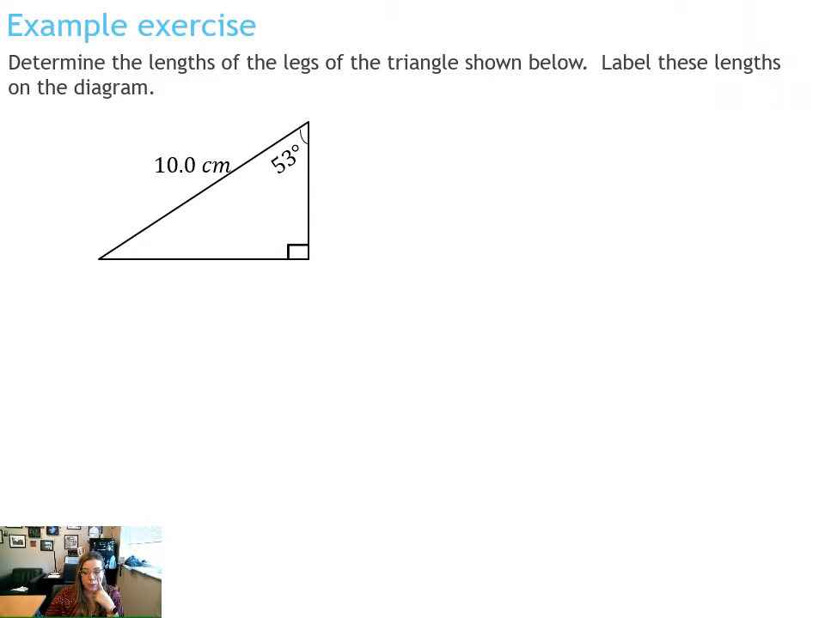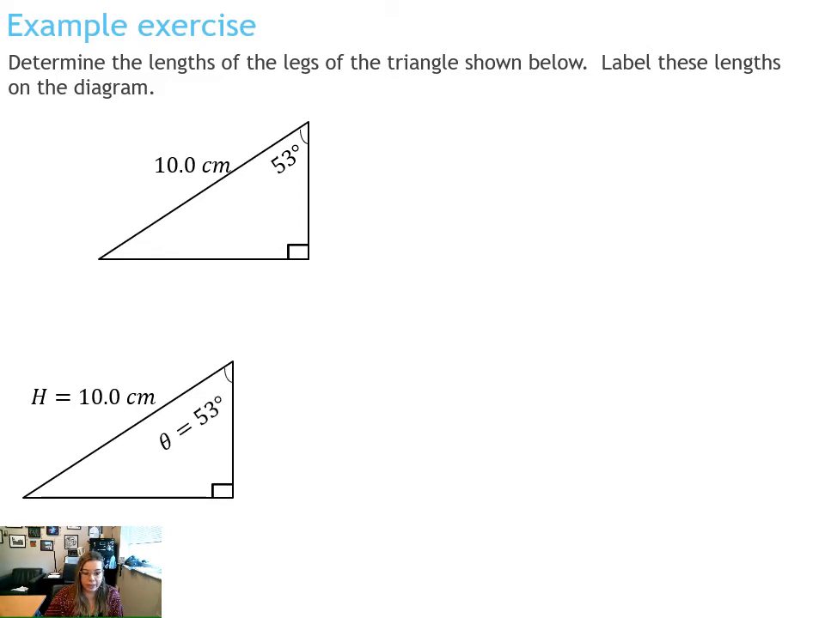So let's do just a few quick examples to give you a little bit of practice using these functions. Let's say I've given you this triangle here. It has a hypotenuse of 10 centimeters, and I've labeled one angle 53 degrees. We're going to try to figure out the lengths of the legs of the other two sides of the triangle using trig functions. So the first thing I'm going to do is redraw the triangle, and I want to label the sides. So the side across from the right angle, that's the hypotenuse. I'm going to call that H.